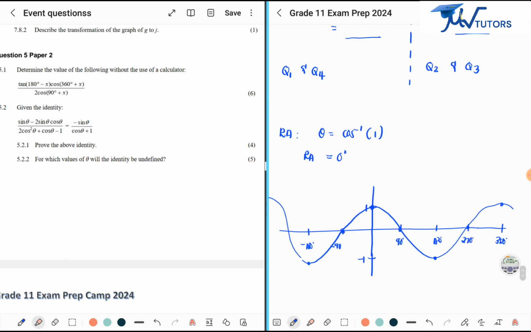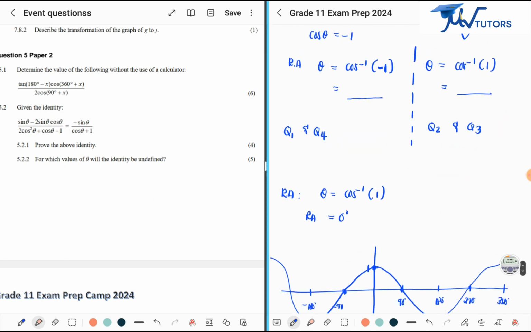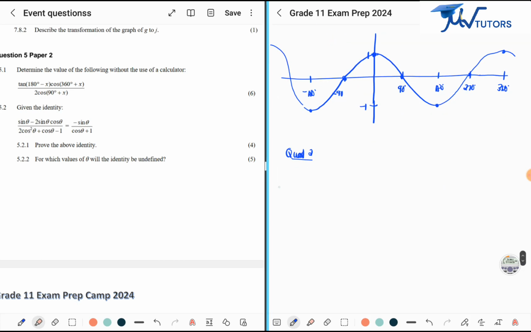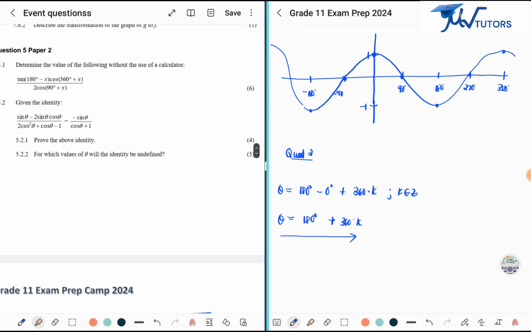All right, now let us get the general solution. So we said if we're going with that, where is cos negative? In the second quadrant and the third quadrant. In the second quadrant, we know that we have 180 minus our reference angle, which is 0 degrees, and the period of the cos graph is 360. And then we have to say times k, where k is an element of integers. So if we just simplify that, we have that theta is 180 plus 360 degrees times k. So that is our general solution.